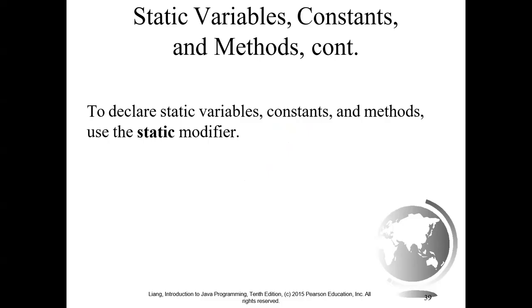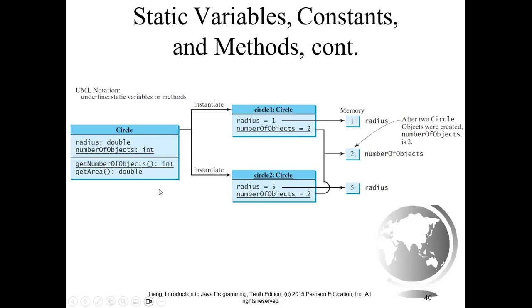So to declare static variables, constants, and methods, we have to use the static modifier. In the UML notation, we use an underline to indicate static variables or methods. That means this is an instance variable, and this is a static variable. For this one, since we have an underline there, this is a static method. Now, this one is just an instance method.